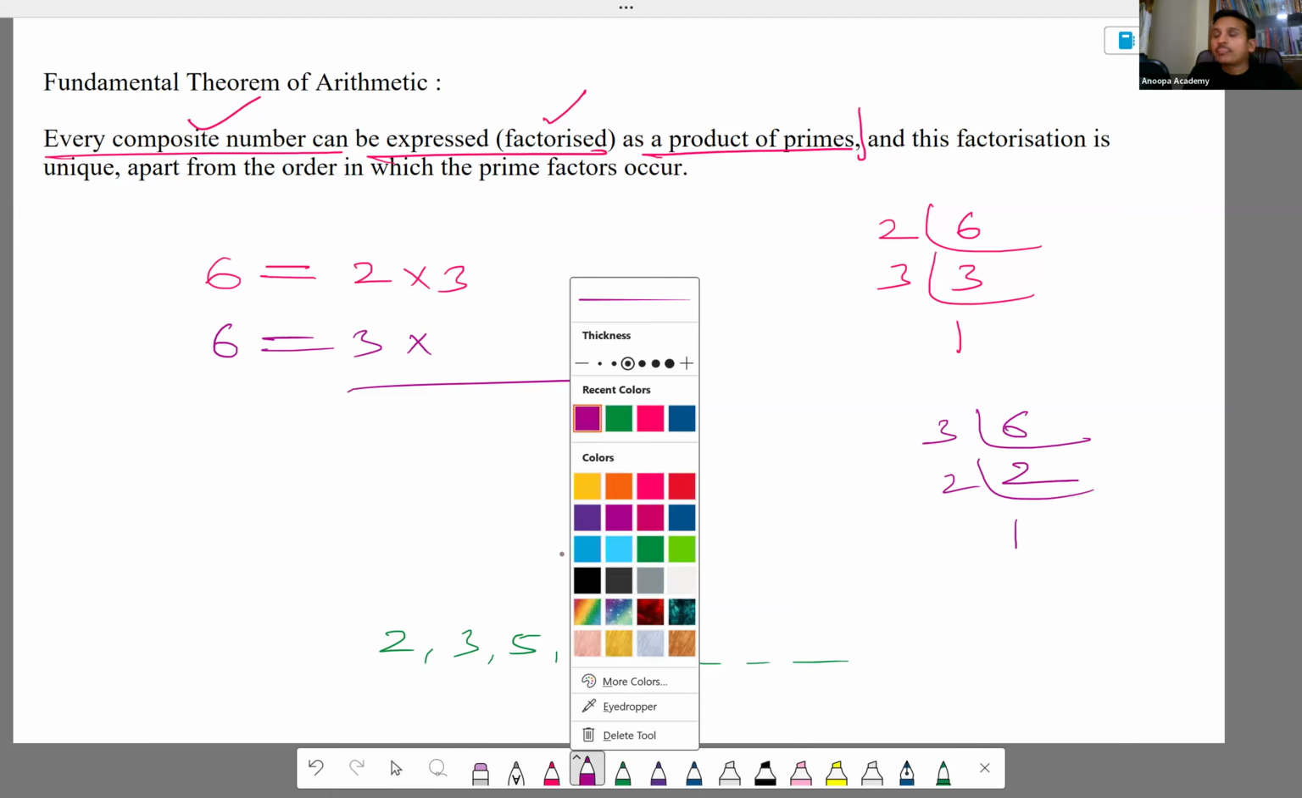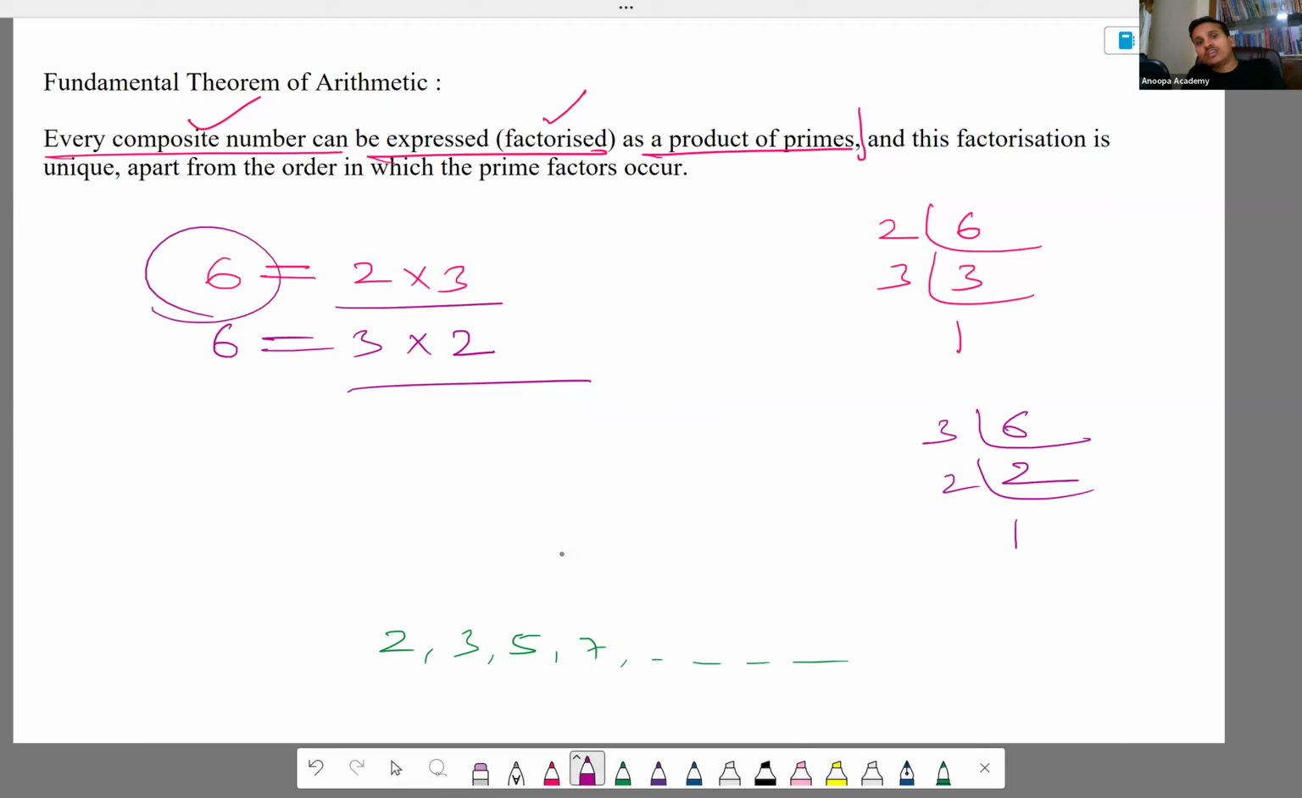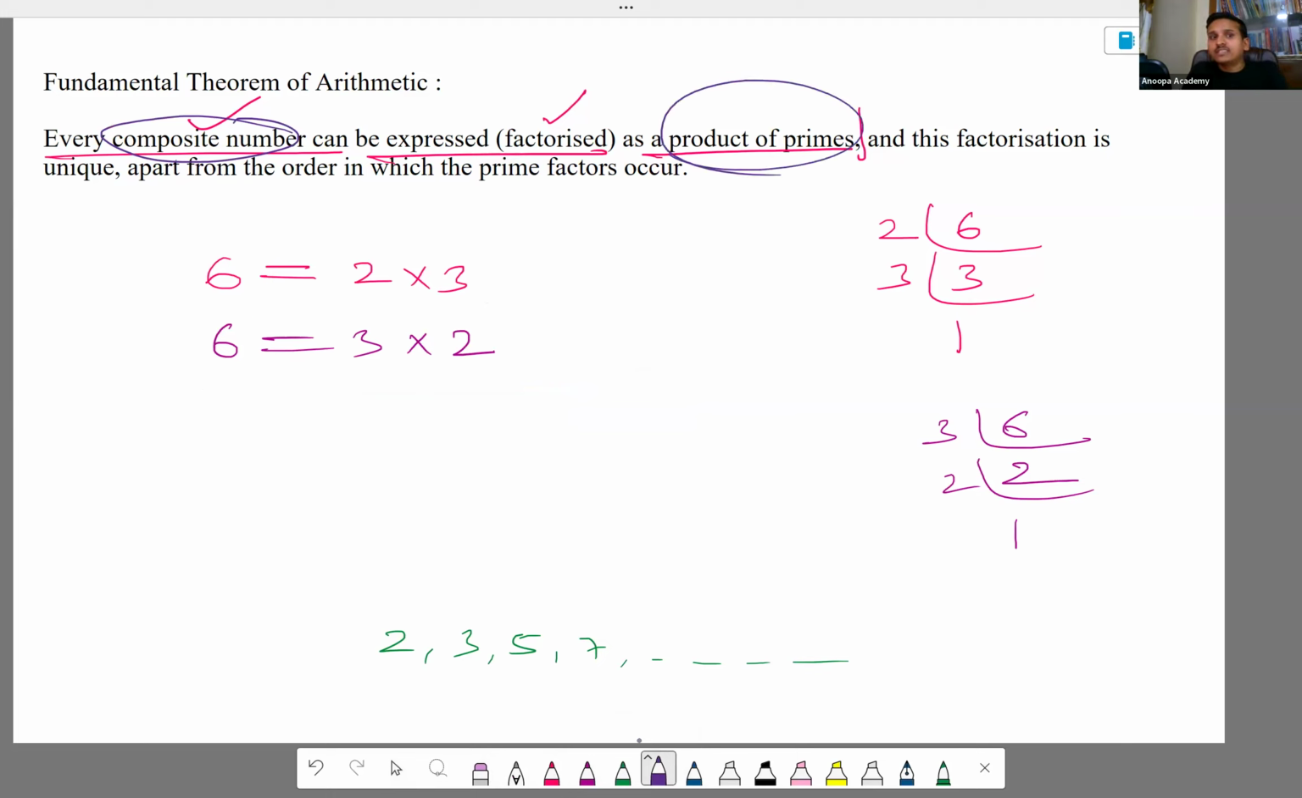So I wrote 2 here, right? So 6, I can write 2 into 3 or 3 into 2. Correct? So now, every composite number, 6 is a composite number, can be expressed or factorized as a product of primes. See, 6 I have written as 2 into 3, both are prime numbers. 6 I have written 3 into 2, both are prime numbers only. So every composite number can be expressed as a product of primes. First part is clear now, everyone?